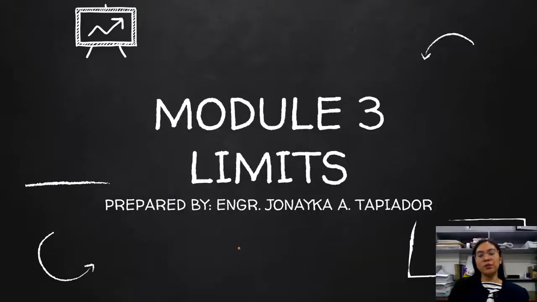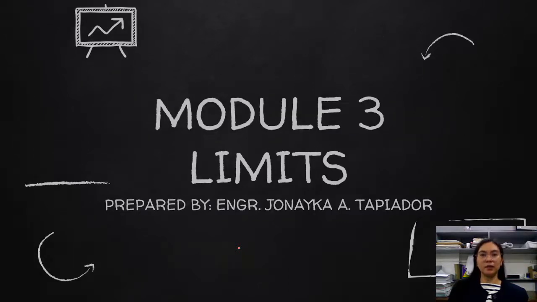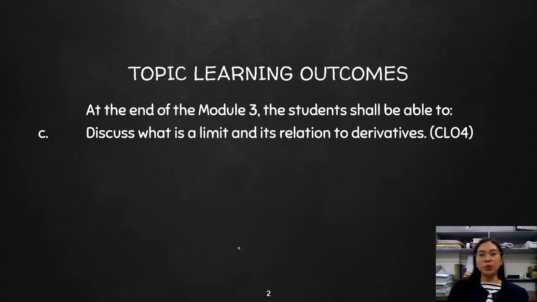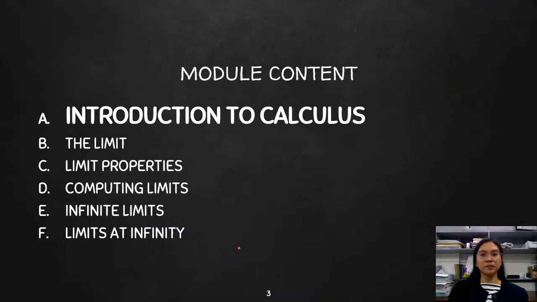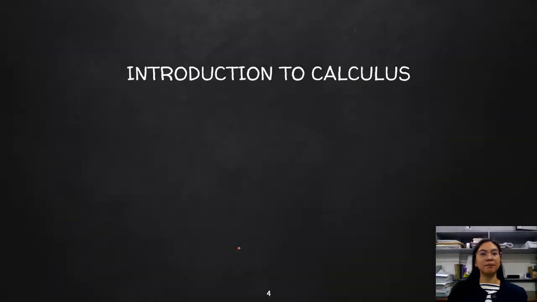In the previous video, we talked about functions. Now on Module 3, we start with calculus proper, covering limits. At the end of this module, the topic learning outcome is that you should be able to discuss what the limit is and its relation to derivatives. This will be the content of the module: the introduction to calculus, limit properties, computing limits, infinite limits, and limits at infinity.